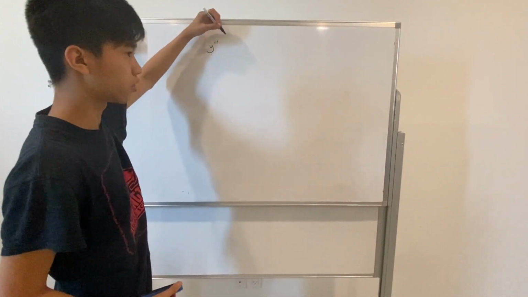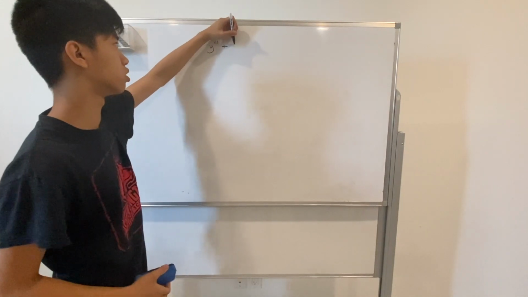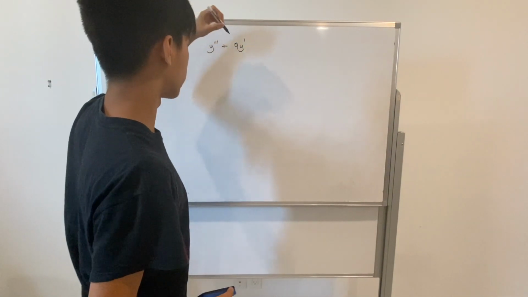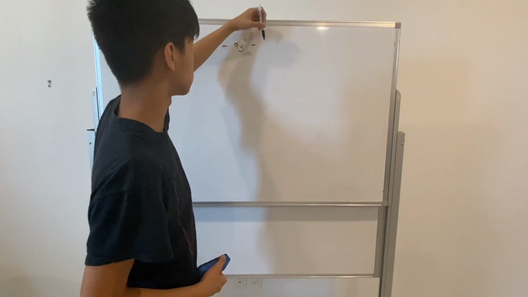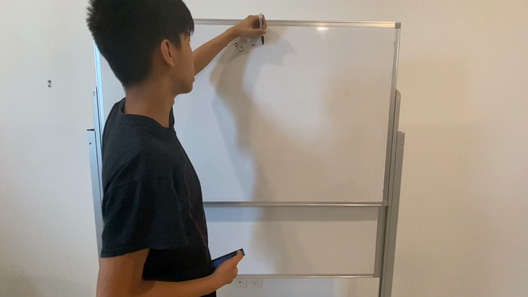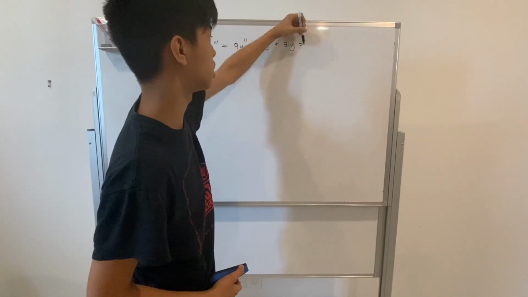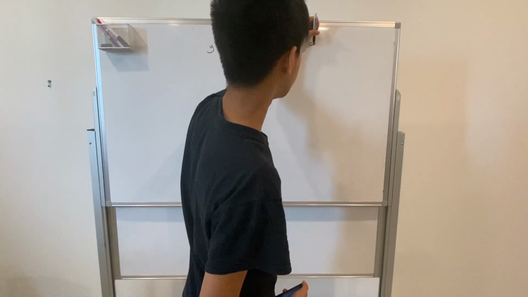A variation of parameters for a third order differential equation. So let's say we have y triple prime plus 9y double prime plus 9y prime plus 81y, and we can set that equal to cosine of t.